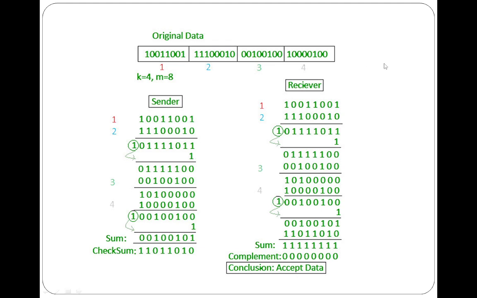Here you can see there are 8 blocks of data. The original data consists of 32 bits. So we can set k as 4 and m as 8. So the total number of bits of each segment is 8. How many blocks have we considered? 4 blocks. At the sender side, we divide the data into equal blocks, and for each block we perform the ones complement.